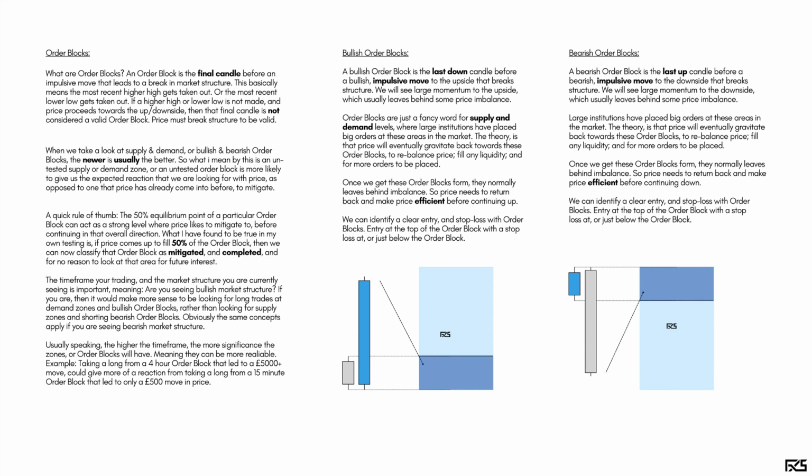Now usually speaking, the higher the time frame, the more significance the zones and the order blocks will have, meaning they can be more reliable. So an example of this, taking a long from a 4-hour order block that leads to a £5,000 move or $5,000 could give more of a reaction than taking a long from, say, a 15-minute order block that led to only a £500 move or a $500 move. So I hope that makes sense. If not, make sure you're writing this down, because all of these points are really important.